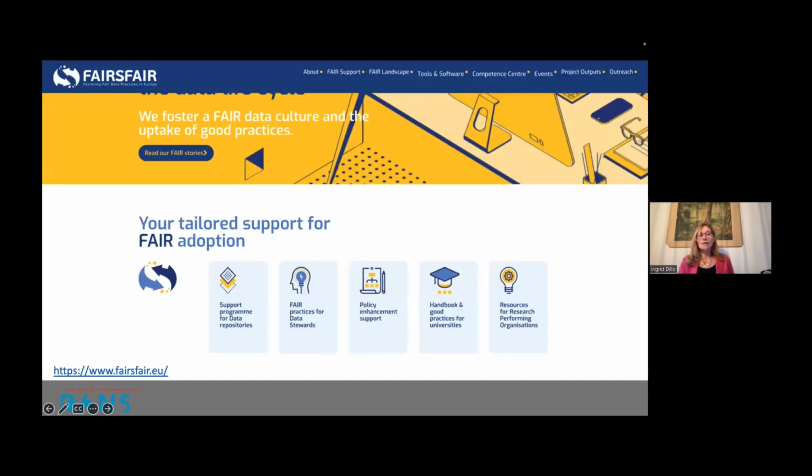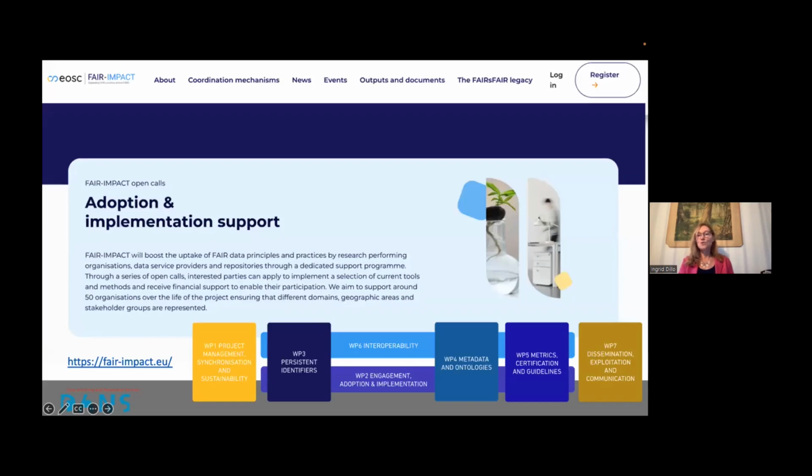Finally, two slides that provide you links to the two European projects where a lot of this work is being done, and where there is also a wealth of resources. First of all, FAIRsFAIR. And the other one that is running at the moment is called FAIR-IMPACT. So I'm not going to talk about that. These are just pointers if you are interested in knowing more about all of this.